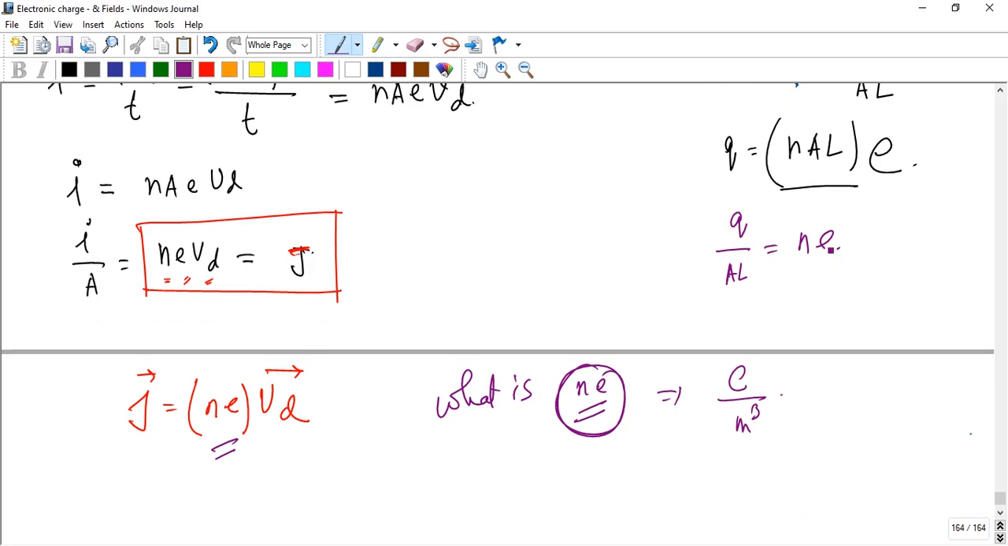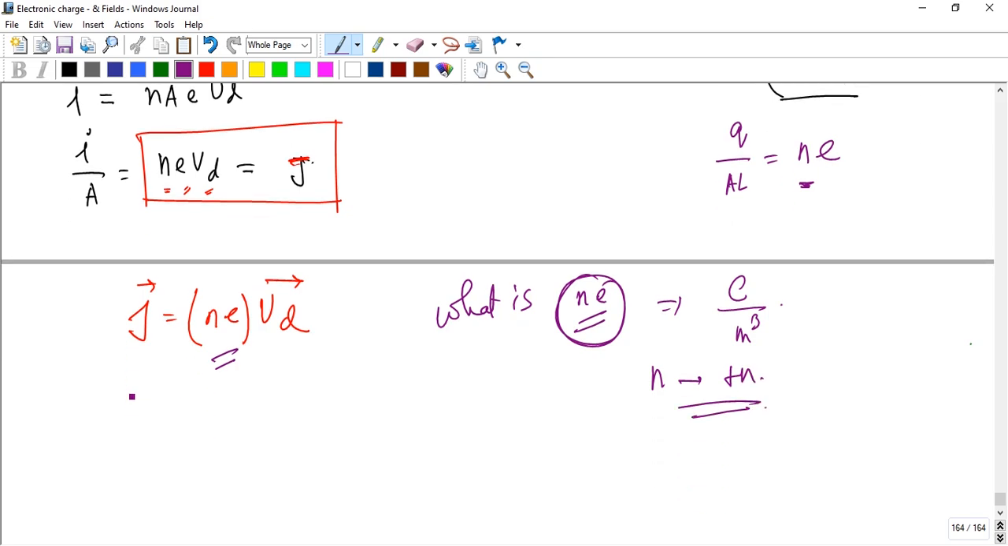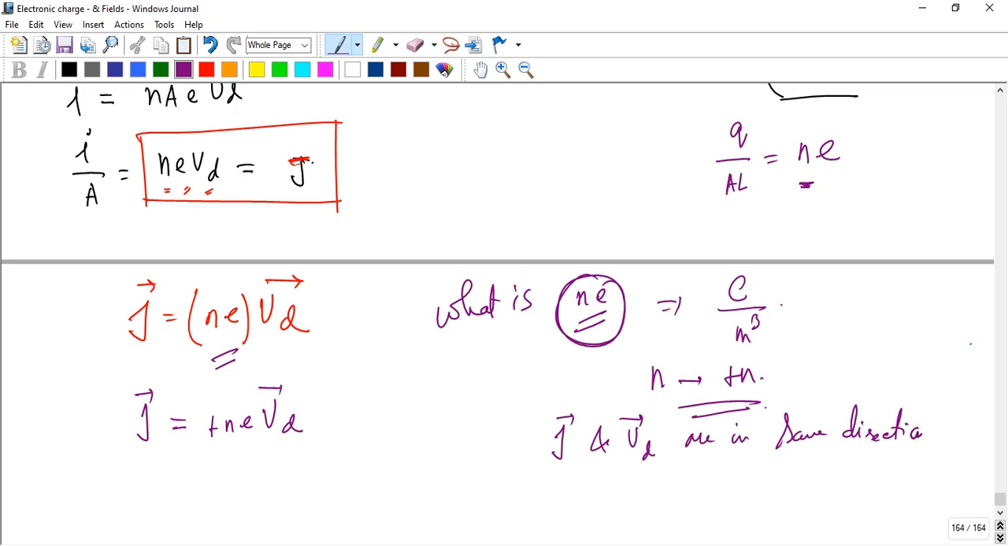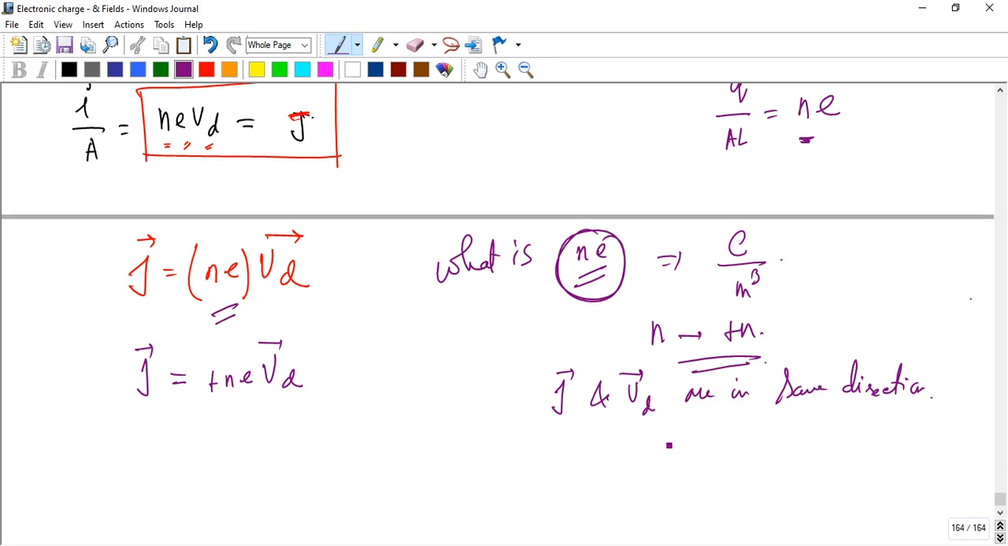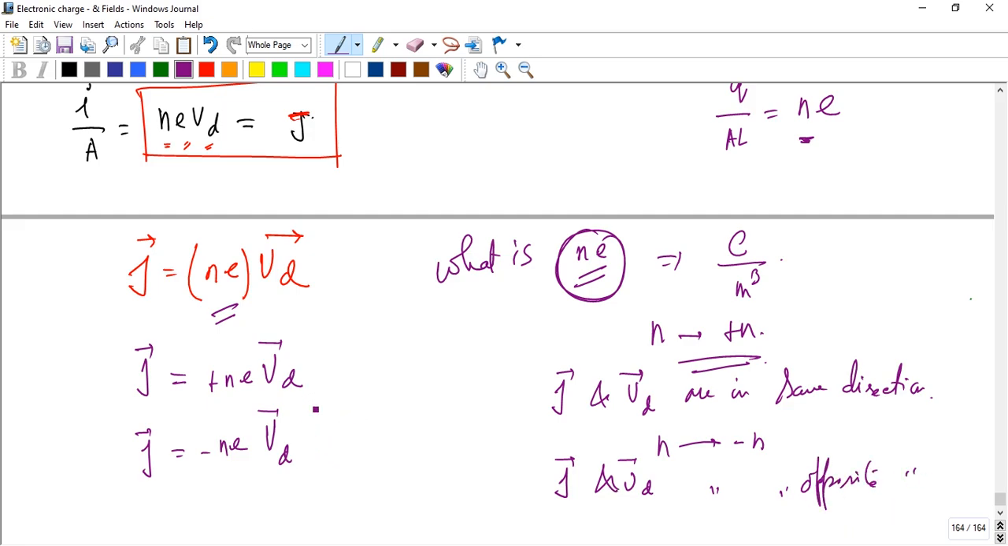So for a free positive charge carrier, we get the modified equation J equals plus NEVd, so J and Vd are in the same direction. Now for an electron, it is minus, so J equals minus NEVd, and J and Vd are in opposite directions. That depends on which free charge carrier you choose, either positive or negative. That's the direction. Clear?